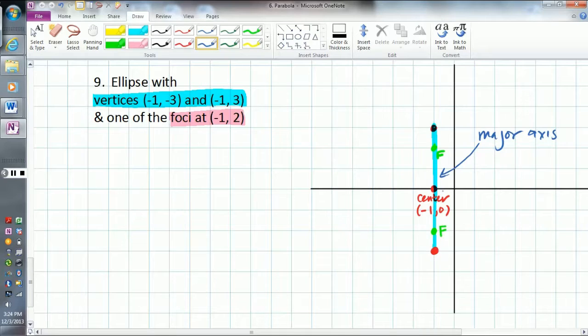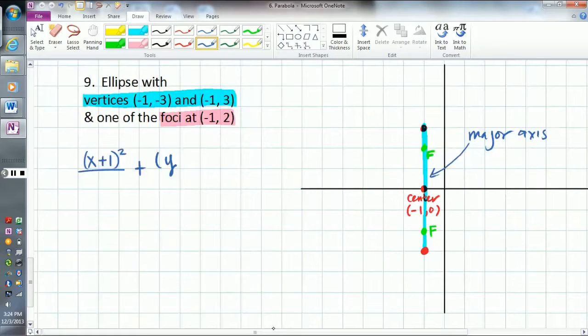So let's fill in what we have. The format is x minus my horizontal shift. That's going to be (x plus 1) quantity squared over, I like to say the width squared, but really it's from the center to the widest part, plus (y minus my vertical shift), which in this case there was no vertical shift, so this is just going to be y squared over the vertical distance from the center to the vertex, which is 3. This is going to be over 3 squared, and this equals 1. What we're missing is the width of this ellipse.